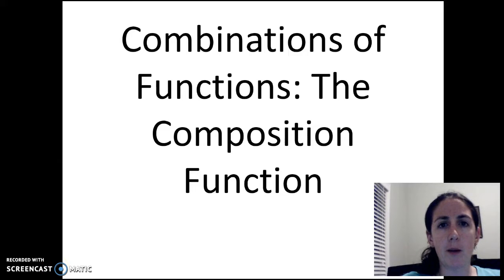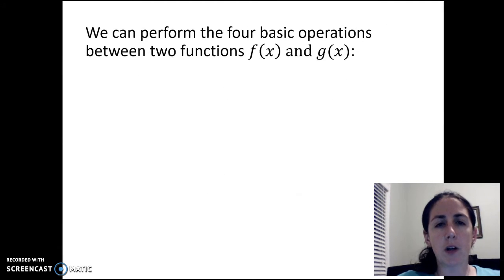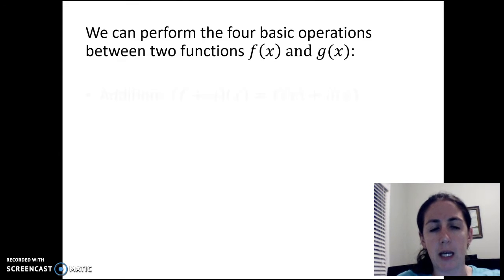Today we're going to talk about combinations of functions, how to add them, subtract them, multiply, and divide them, and then we'll learn something called the composition function. So if you're given two functions, f of x and g of x, you can perform the four basic operations. You can add them, subtract them, multiply them, and divide them. So let's see what that looks like.